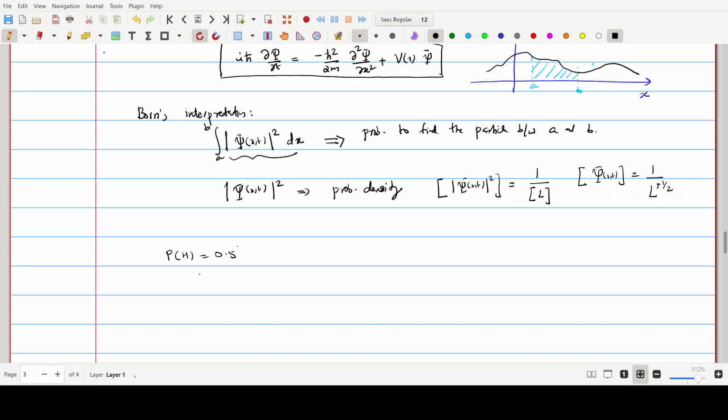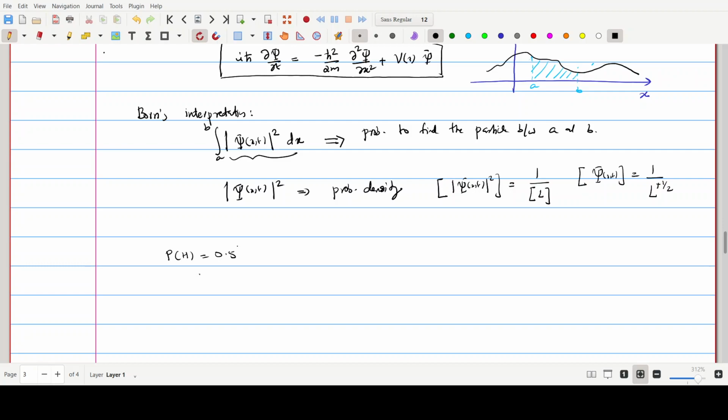We can only say that if you perform a very large number of experiments, then you will get heads for around 50 percent of the tosses. That's the only thing we can say. Then in the case of a particle, what is meant by the probability between the two positions A and B? Suppose you have some particle here, and you are going to measure the probability between A and B. So what does it actually mean?